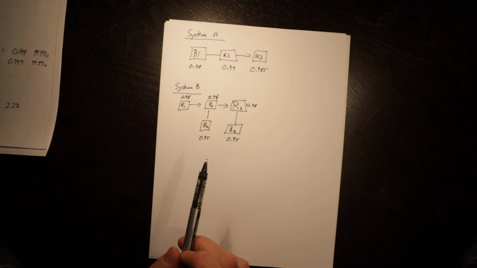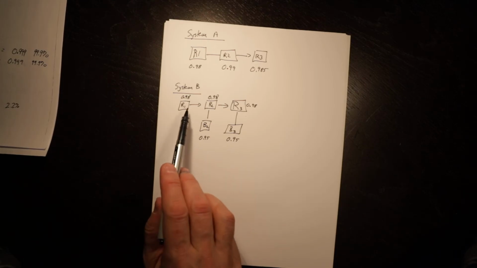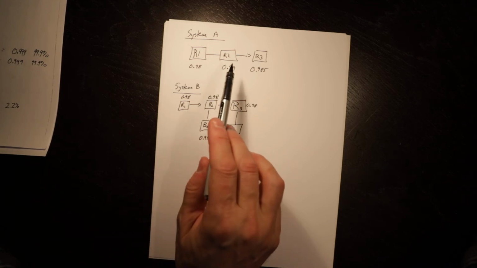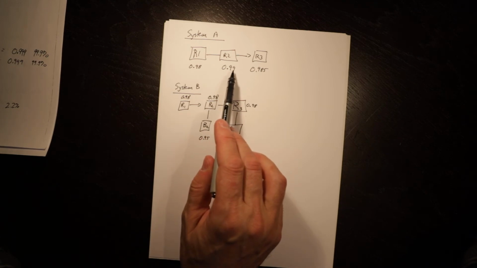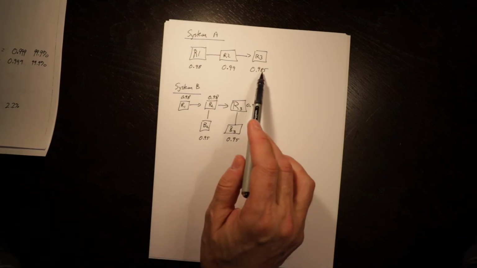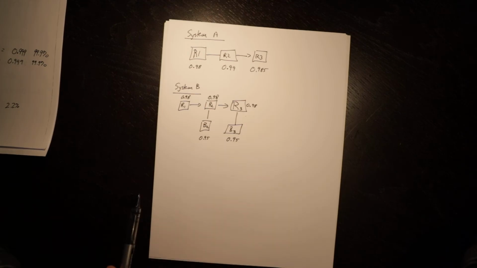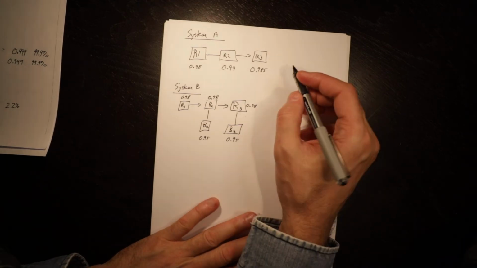So in this case, in the primary components, you have lower reliabilities: 0.99, 0.98, 0.985, 0.98. Which one would you guess would have the better reliability? Well, let's take a look at it.